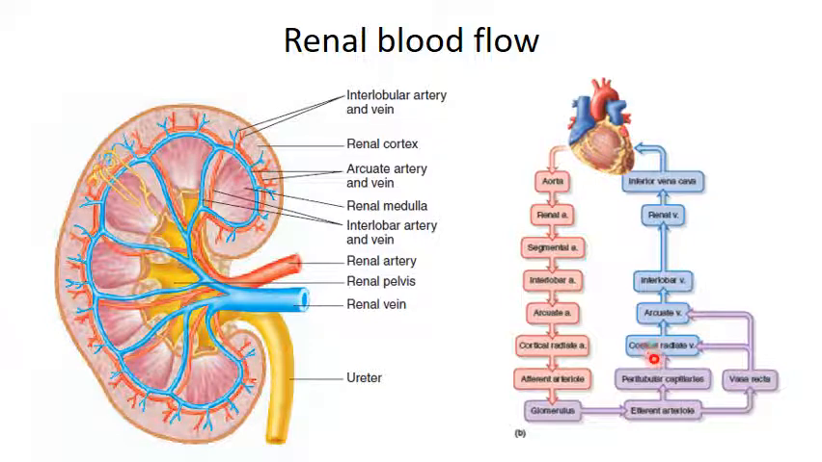Then from the peritubular capillaries and vasa recta, the blood is drained into the interlobular vein, then into the arcuate vein, interlobar vein, renal vein, inferior vena cava, and then this blood returns to the heart. So this is how the circulation of blood through the kidneys takes place.